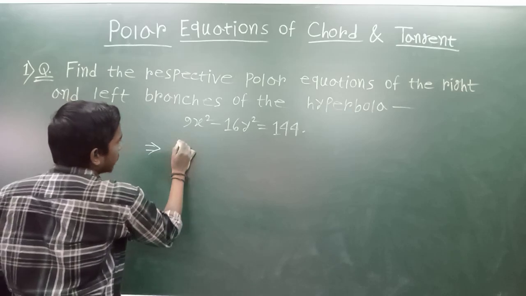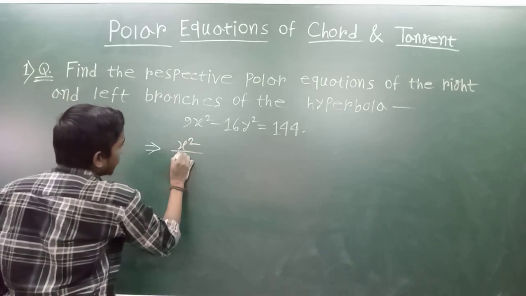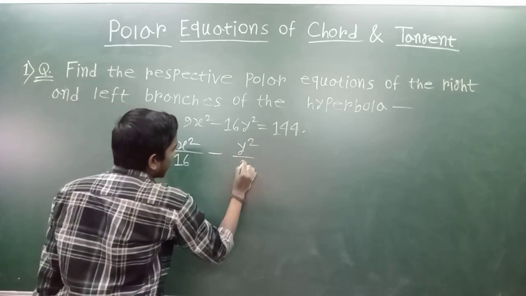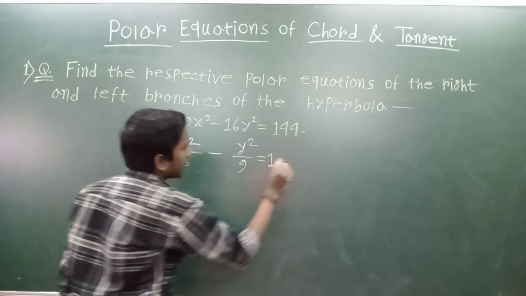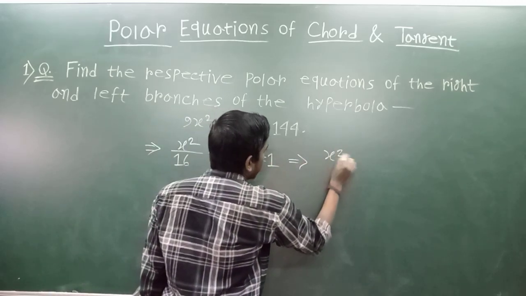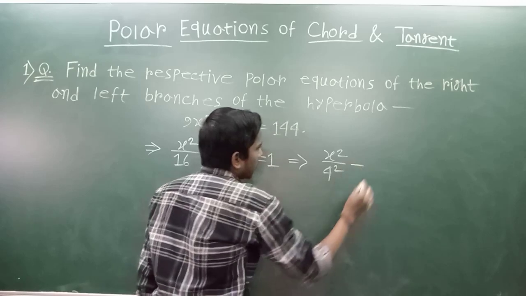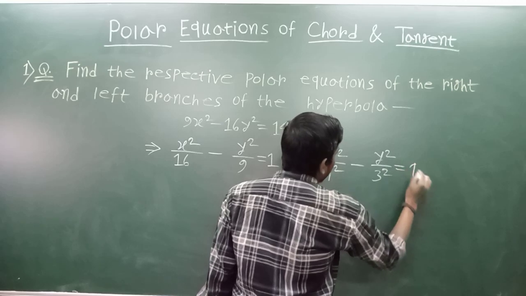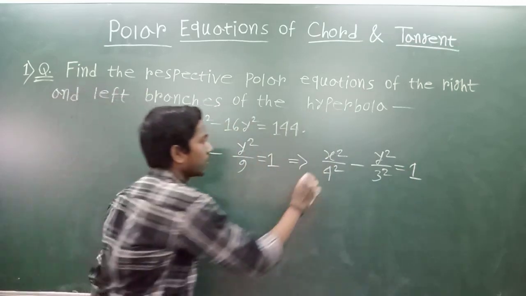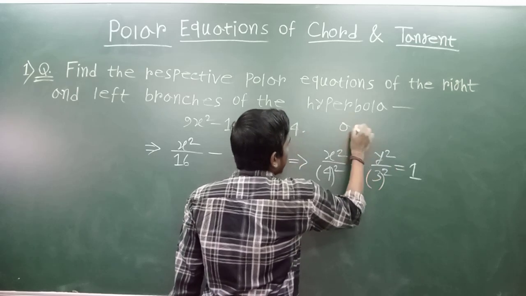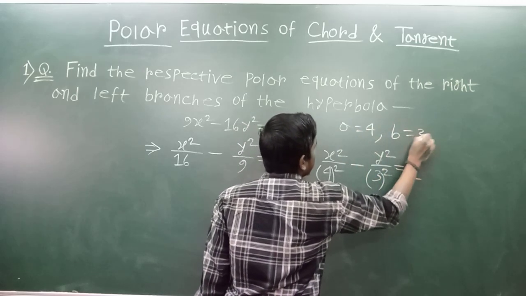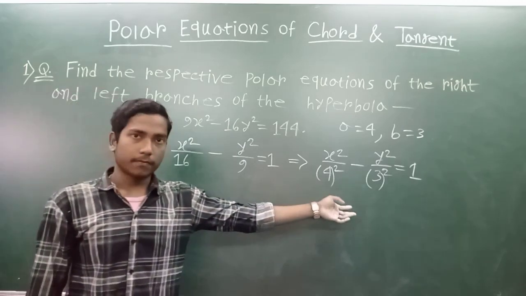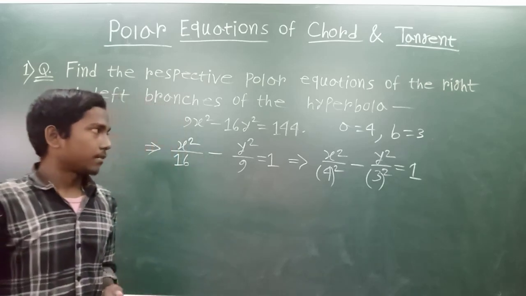First of all, we'll reduce this equation into its standard form. If we divide both sides by 144, we obtain x square by 16 minus y square by 9 is equal to 1, which implies x square by 4 square minus y square by 3 square is equal to 1. So here a is equal to 4 and b is equal to 3. This is the standard form of the equation of a hyperbola. I hope you know this from conic section.